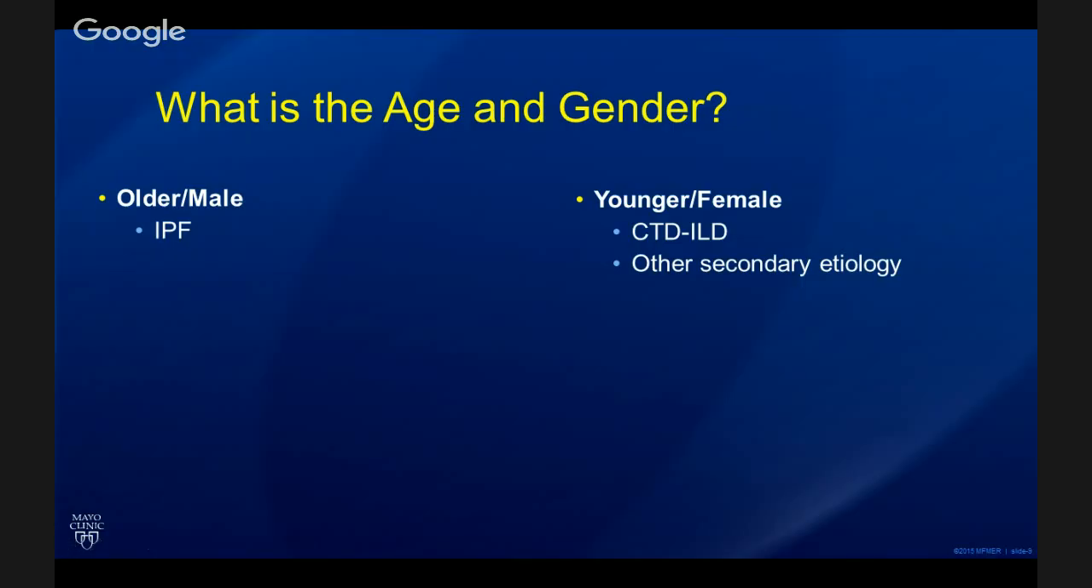If you're younger and female, oftentimes we will find a secondary cause. And when I mention younger, I'm probably thinking more in the age 50, 55 or less, oftentimes less than 50 years old. And if you're young and female, IPF often by definition can be excluded as time goes by, even if it isn't known right away.